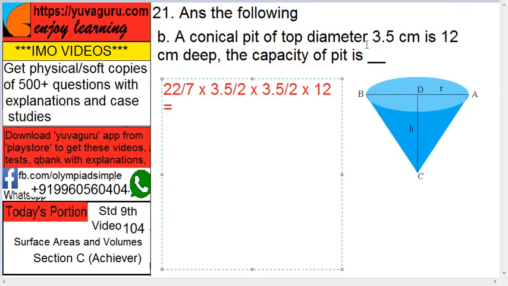Don't find the answer of 3.5 upon 2, because this 7 gets cancelled. 7 1 is 7, 7 5 is, and 2 to the 4, and this gets cancelled. This becomes 3, 4 3 is, and then the answer you get is 112 cubic centimeters.